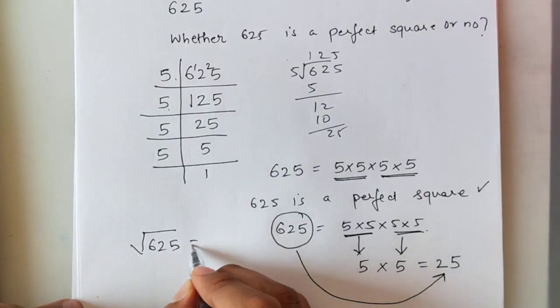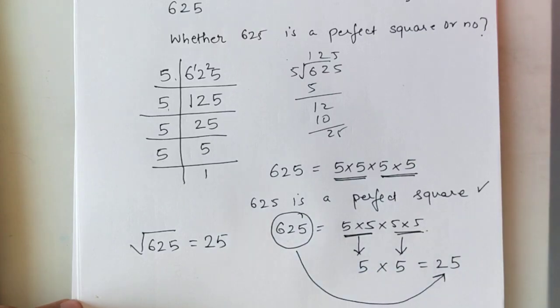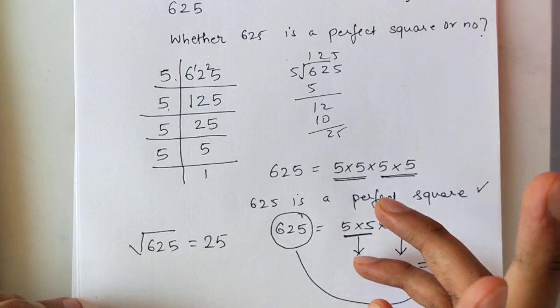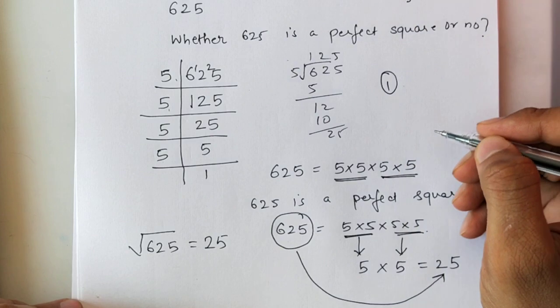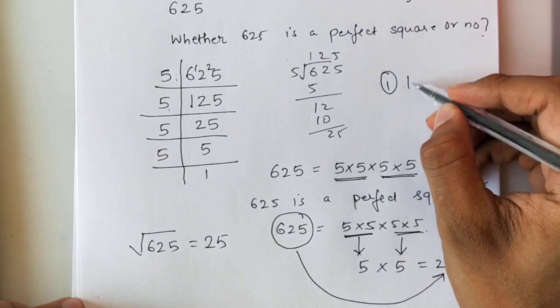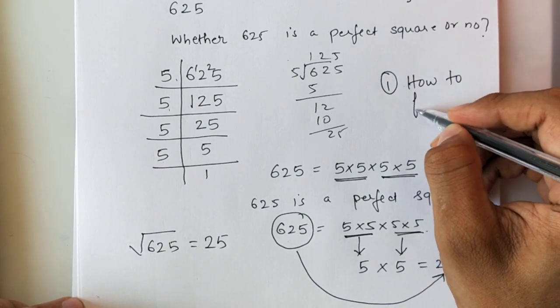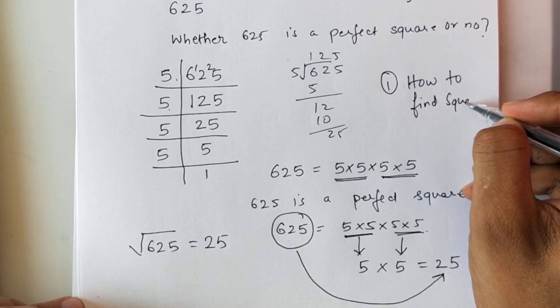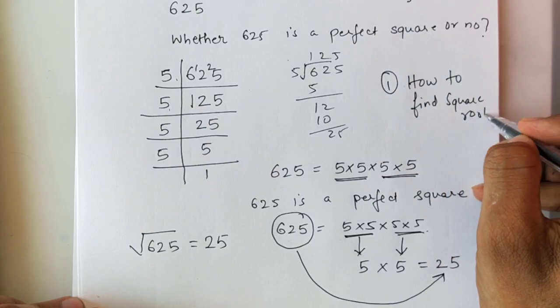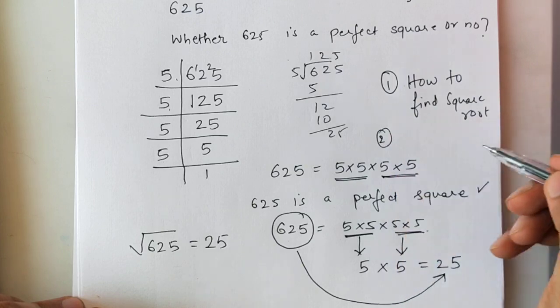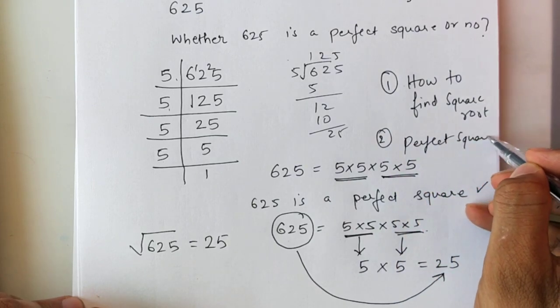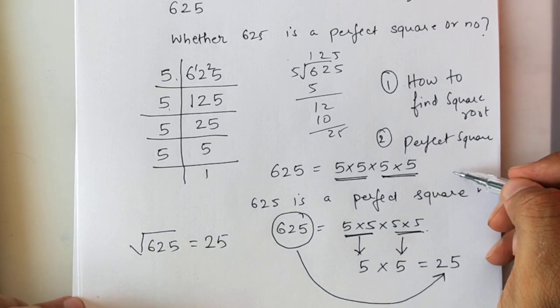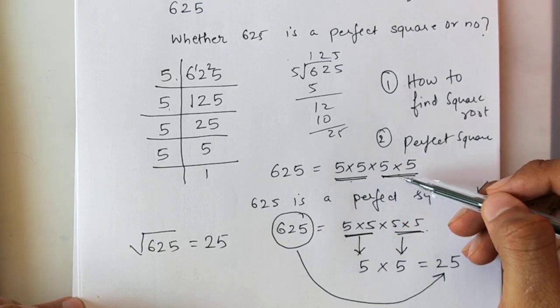Square root of 625 is 25. So now we have done two topics here. Which two topics? First, I explained to you how to find square roots. And then we came to know whether a number is a perfect square or not. If the number is making pairs, it is a perfect square.